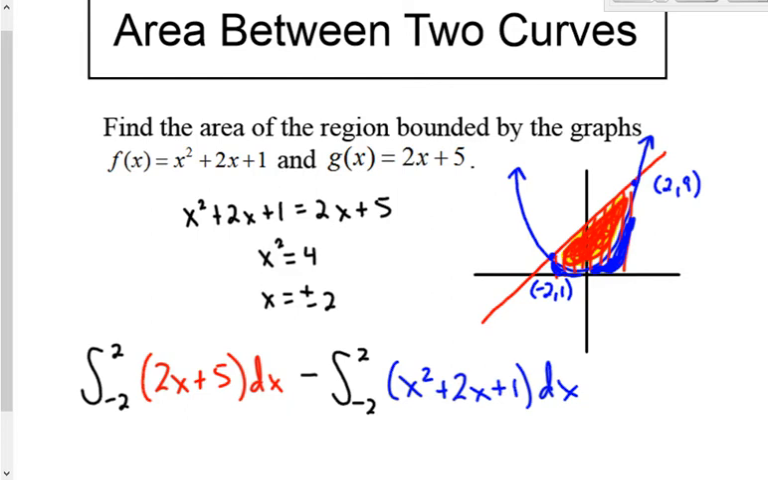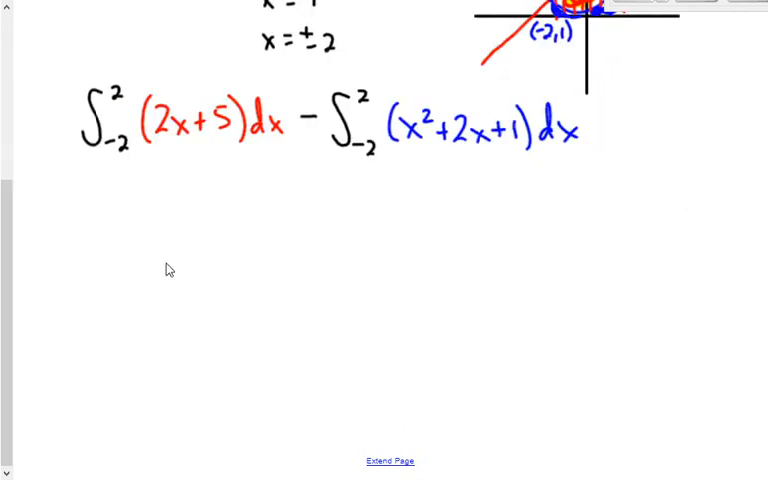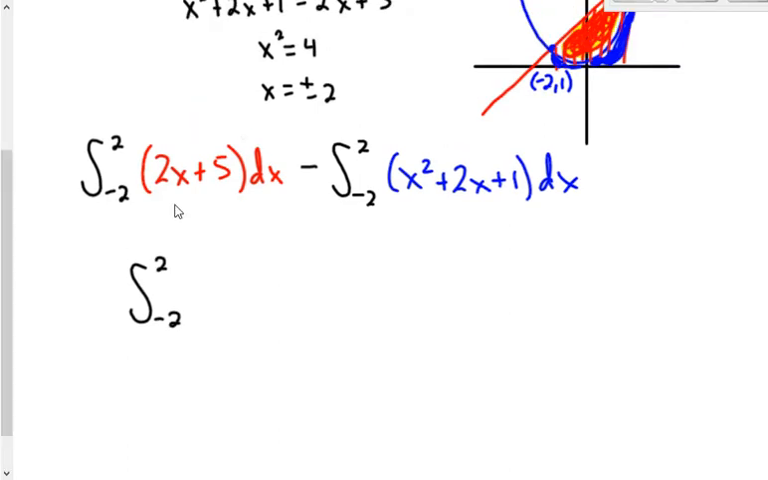Now, there's a property of integrals that says if you have the integral from a to b of f of x minus the integral from a to b of g of x, you can just integrate from a to b, which in this case is -2 to 2, the difference of the functions. So if I subtract these, 2x minus 2x are going to cancel, and then 5 minus 1 is going to give me 4, and then I'll have minus x squared. So I'm going to integrate 4 minus x squared.